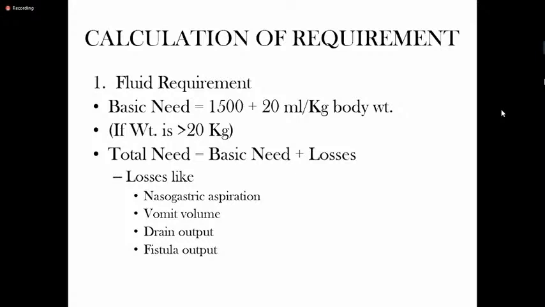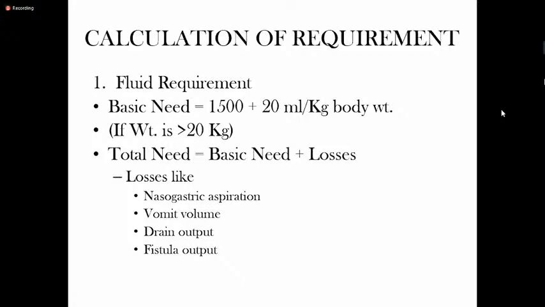And once we know that, we now want to calculate how much to give. So we start with the fluid. For fluid, we must know the basic requirement of any individual. The basic requirement of fluid in any individual is 1.5 liters, and it's usually 5.5 liters plus 20 milliliters per kilogram body weight of that individual, okay?